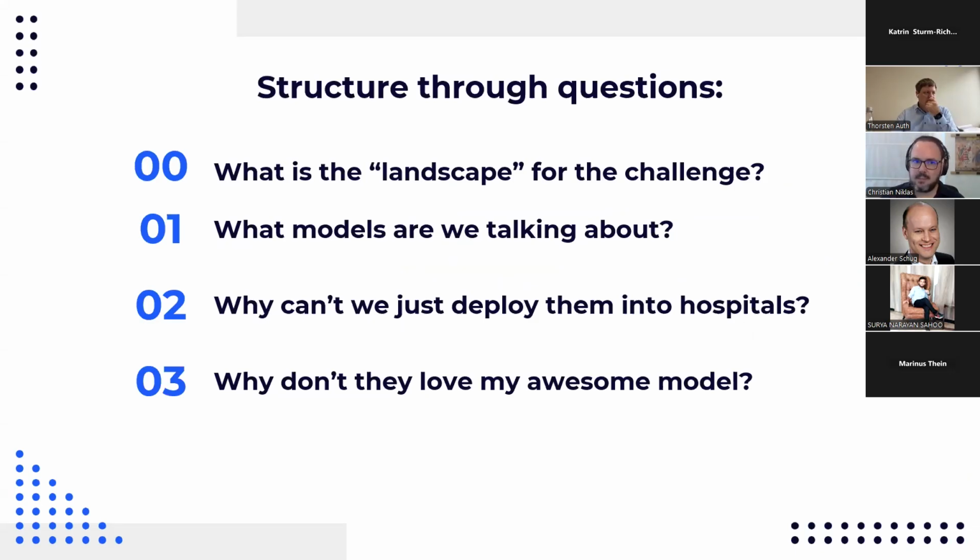I won't get into detail about the technical talks that you had already about methodology, but I'll ask more what it is that we pose to the clinic. Then we will think about why we can't just put our research models into hospitals, into patient care. Hopefully this is an interesting question. And last, even if I have the best model in the world, why don't they love my awesome model? Why don't they all want to use it? Those are some considerations that I'll try to make.